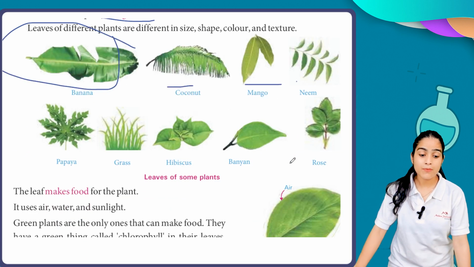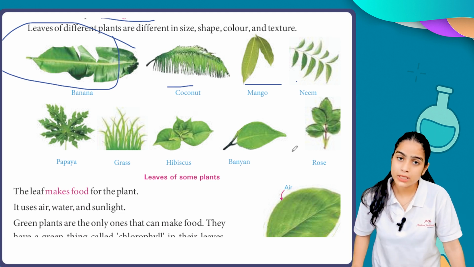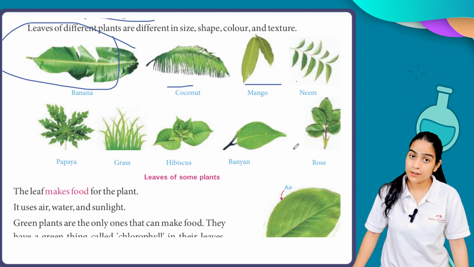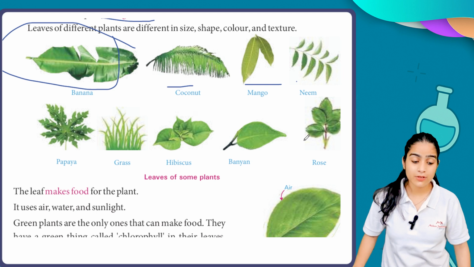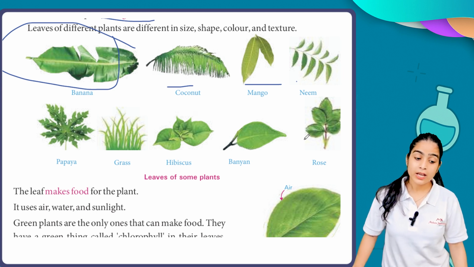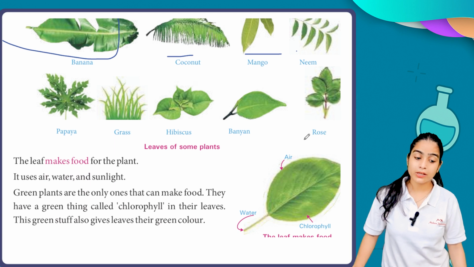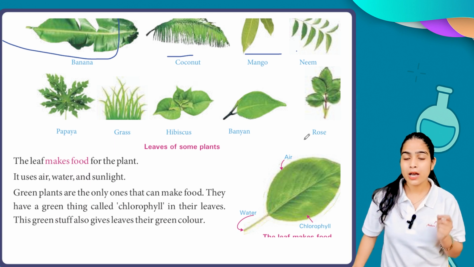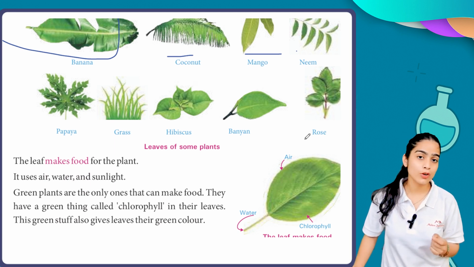Next, the leaf makes food for the plant. So what is the work profile of your leaves? The work profile of your leaves is that they make food for the plants. They use air, water and sunlight. So what are the energy sources to make food for the plant?